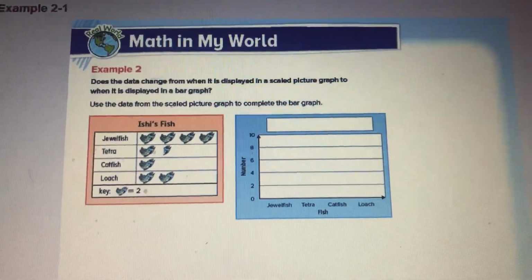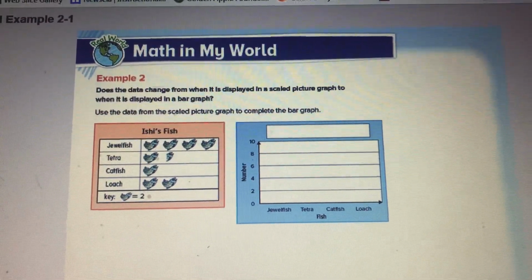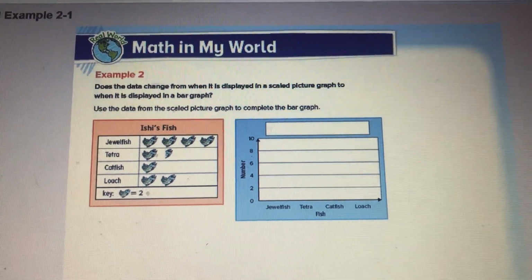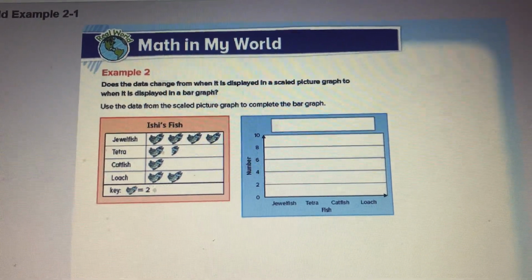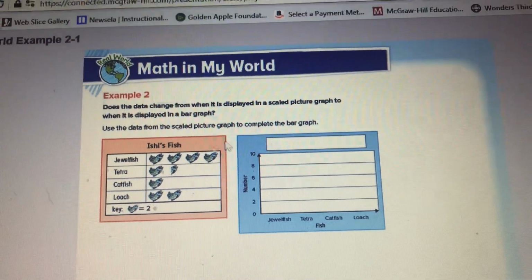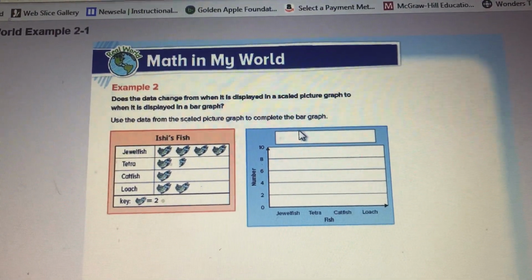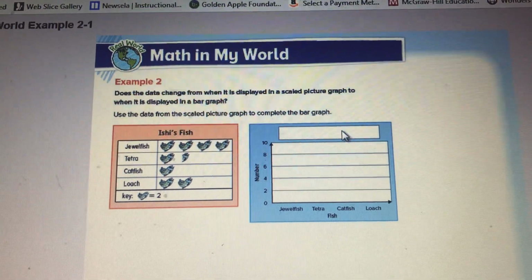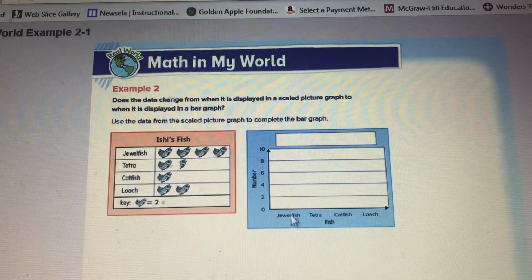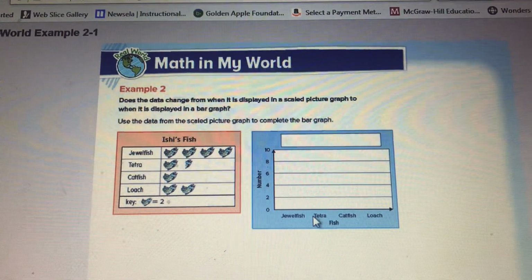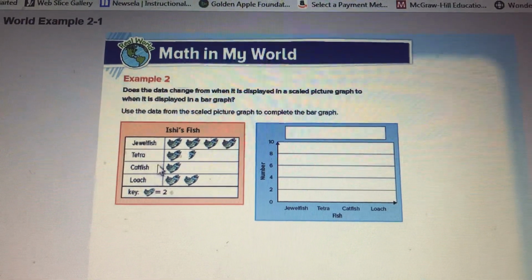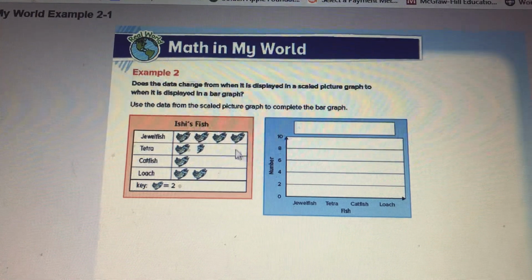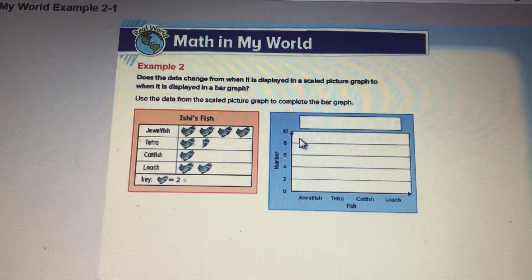Okay, now does the data change from when it's displayed in a scaled picture graph to when it's displayed in a bar graph? So we're going to use this data from here and we're going to put it over here. Remember, the first thing we need to do is come up with a title. The scale's already here, the names are already here, so all we have to do is actually draw the bars. So remembering that each fish represents 2, we'd have 2, 4, 6, 8 jewelfish. So I'm going to draw my bar up to the 8.